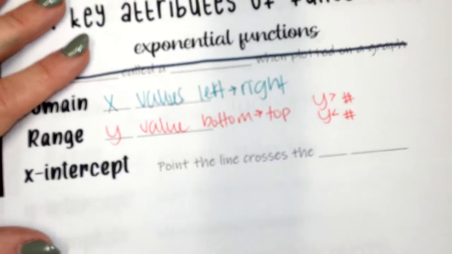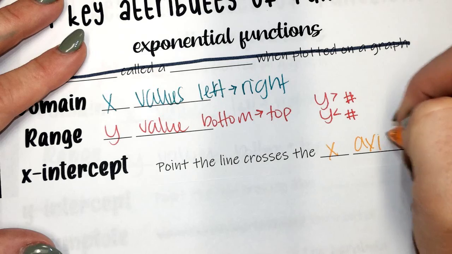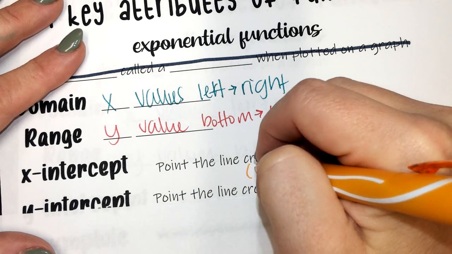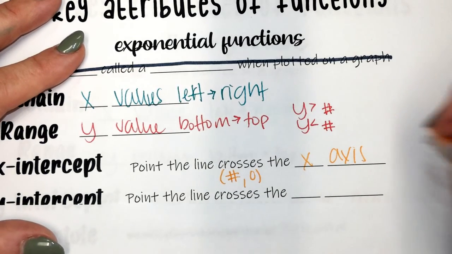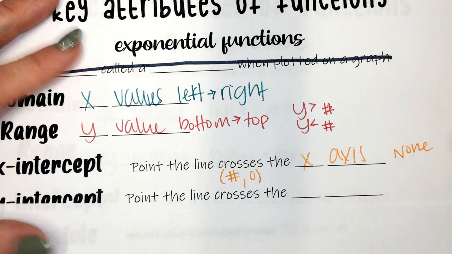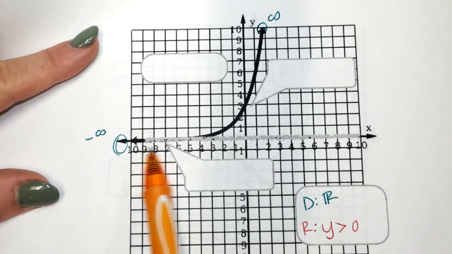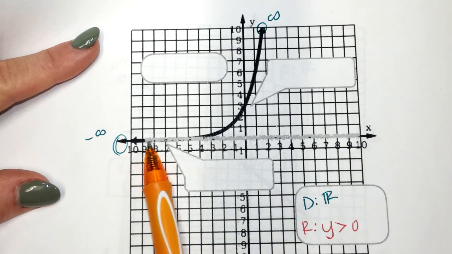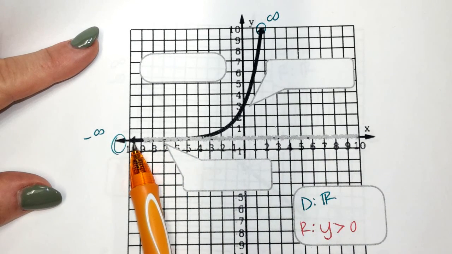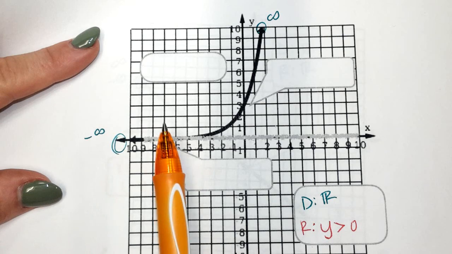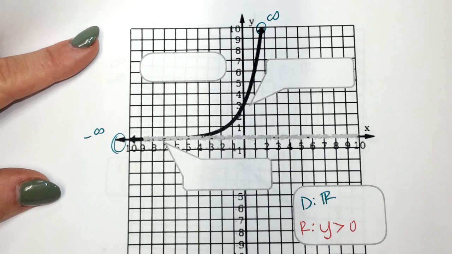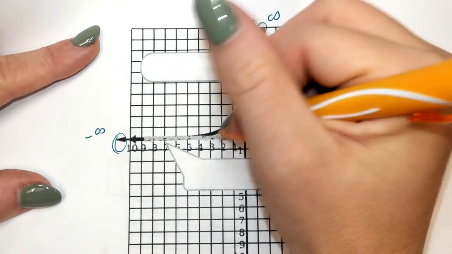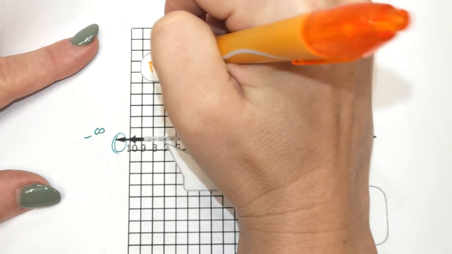Alright, the x-intercept is the point where it crosses the x-axis. Again, we would write these as that crossing point, comma 0. And for our exponentials, we could have none. None is okay. So let's look. Here's our x-axis, and remember I said that gray outline right here, we'll define it in just a moment, is at y equals 0, so it's actually never going to cross the x-axis at all. So there is no x-intercept here.